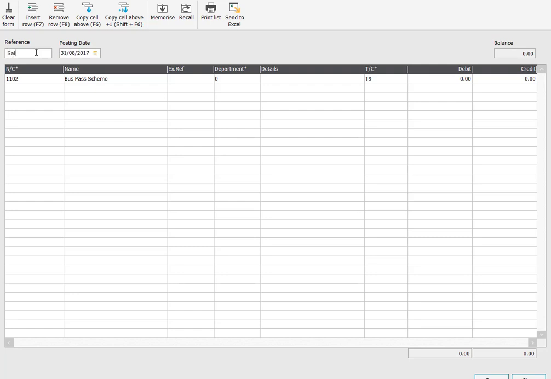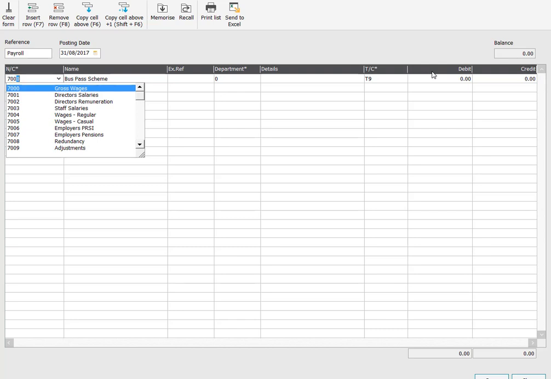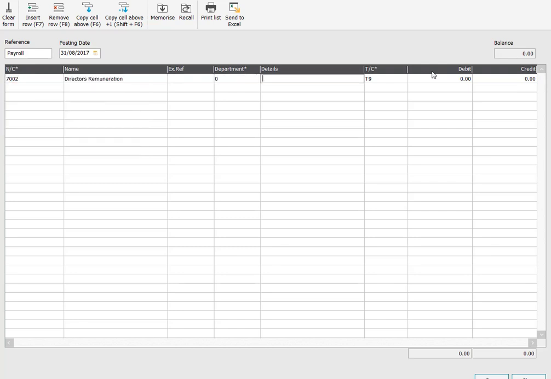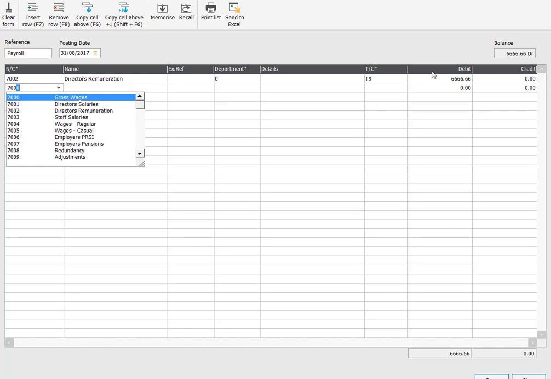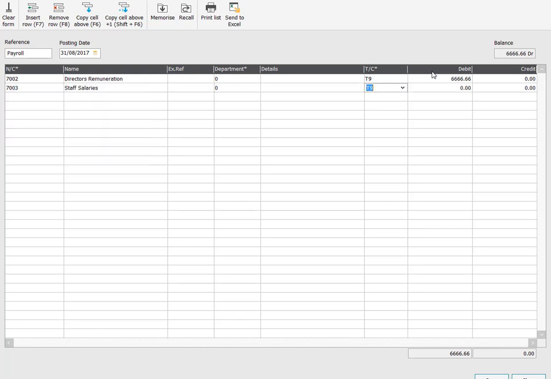My reference is going to be payroll, and I'm going to start with my director's remuneration. The figure for that, it's an expense, so it's a debit, 6666.66. I'm working straight from my Excel here, which I have on the other screen that you can't see. So I've got 7003. That's staff salaries, and the figure we got for that was 8568.38.